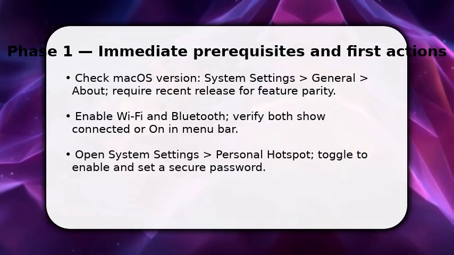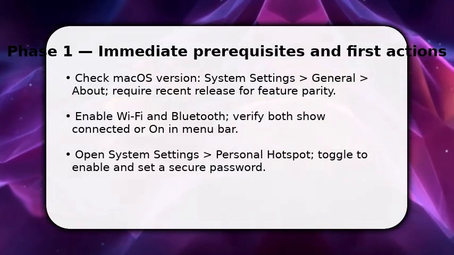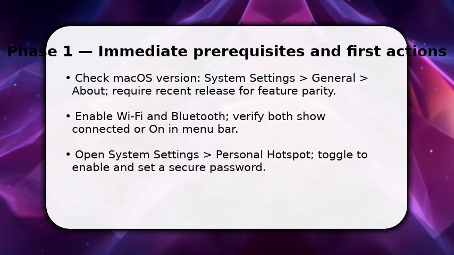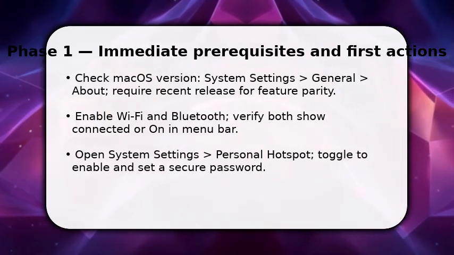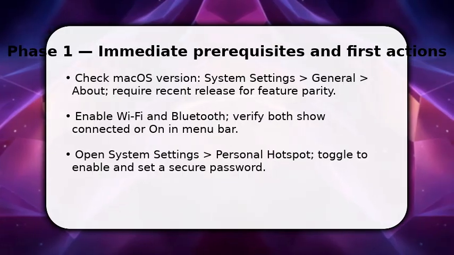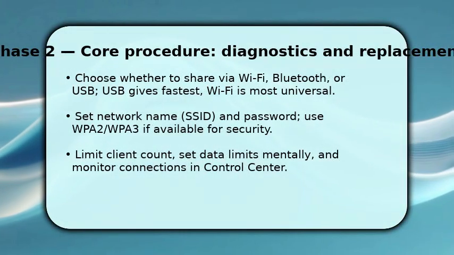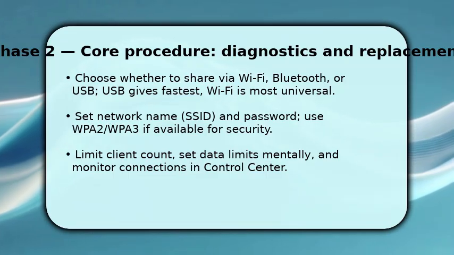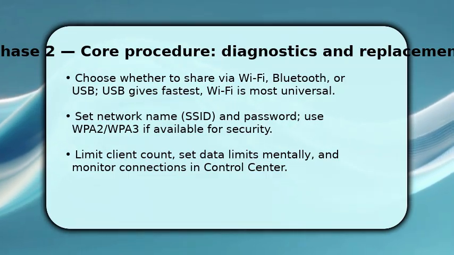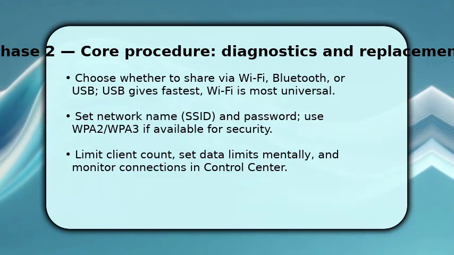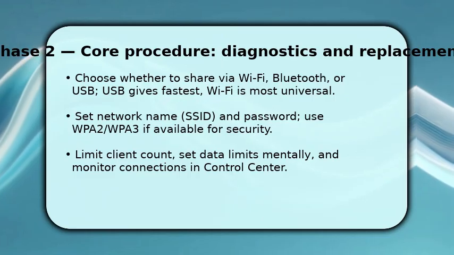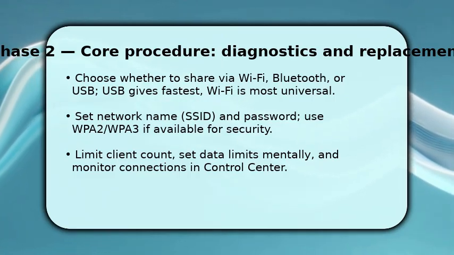Now move to configuring who can connect and how you'll share internet. Now you configure how devices attach and how traffic flows. In Personal Hotspot settings, pick the interface. Use USB for a single fast connection or Wi-Fi for multiple devices. Bluetooth is optional for low bandwidth. Then customize the network name and secure password. Prefer WPA2 or WPA3 when the option appears.